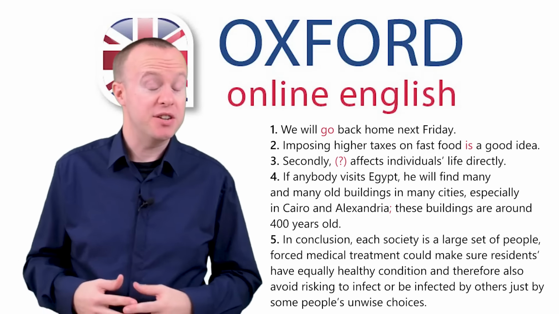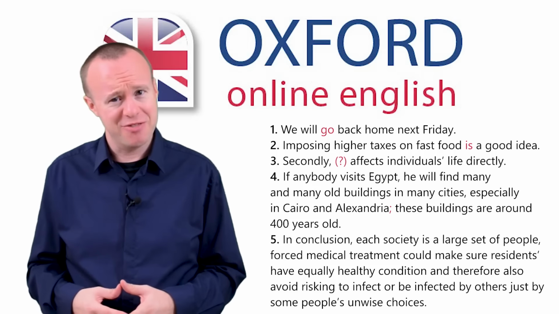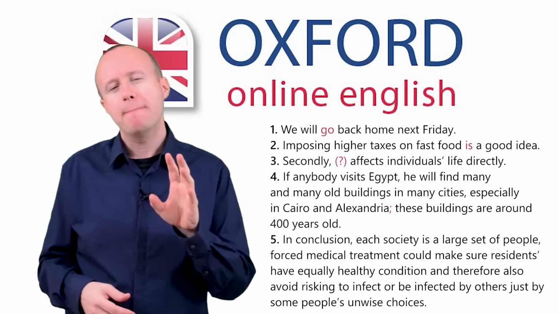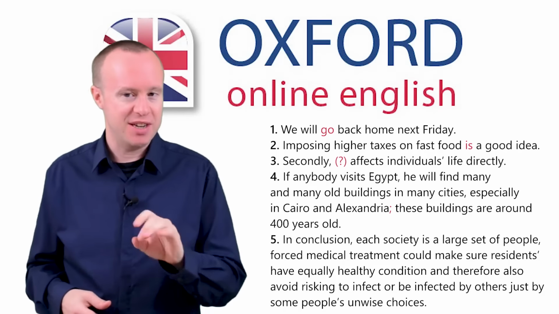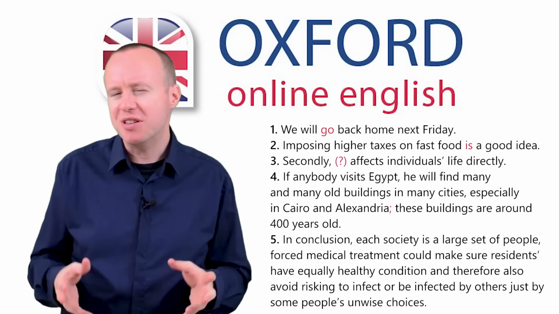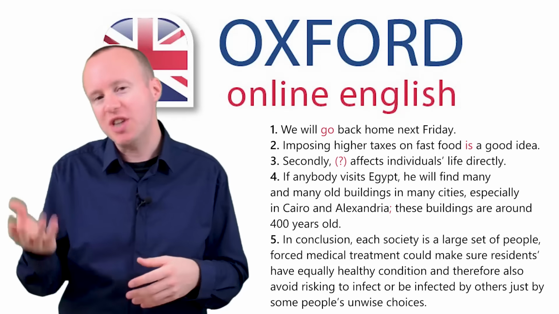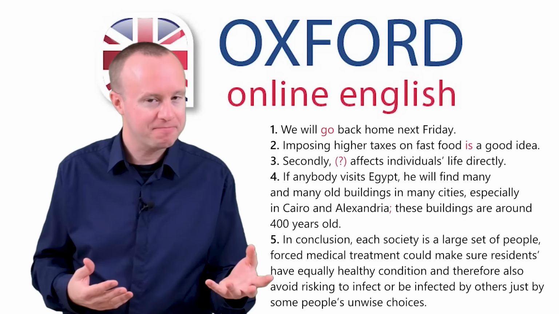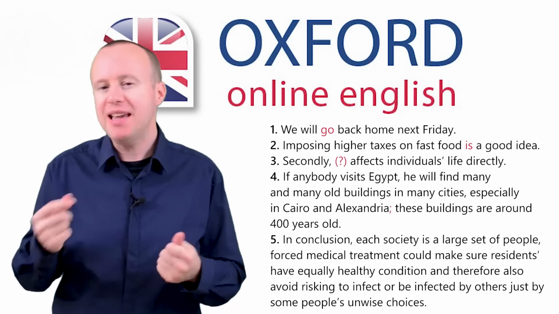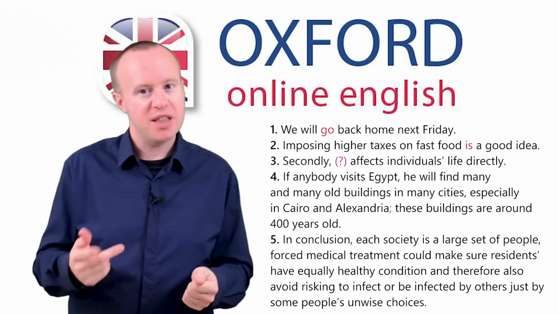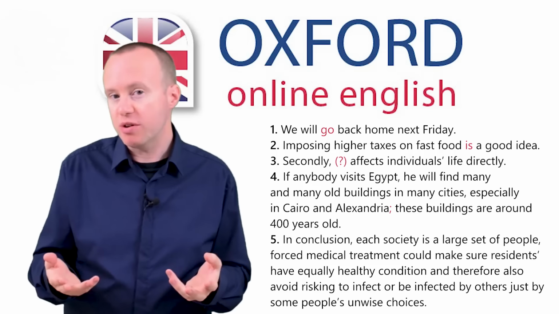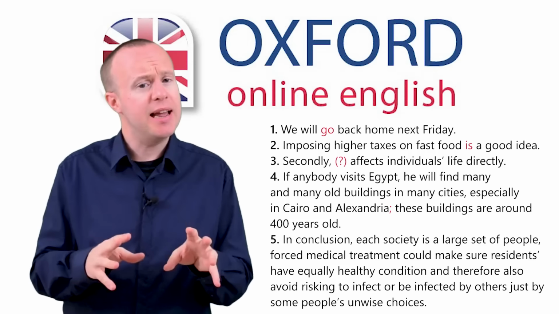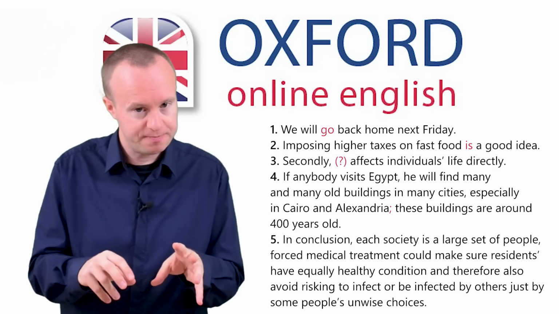Finally, what about the fifth sentence? It's difficult to understand, right? Again, it's difficult to correct this sentence because it's hard to see the writer's ideas. The problem is that this sentence has several parts with several subjects and verbs, and it's not clear what refers to what. For example, each society is a subject, but then forced medical treatment is also a subject. Later in the sentence we have a verb, avoid, and it isn't clear which subject goes with it.